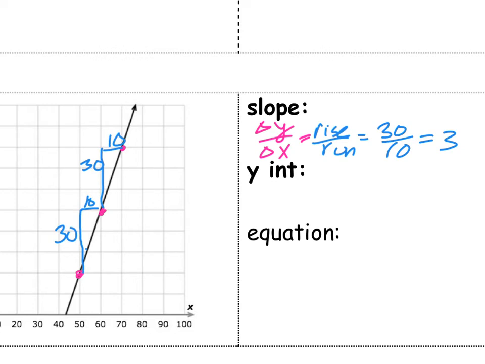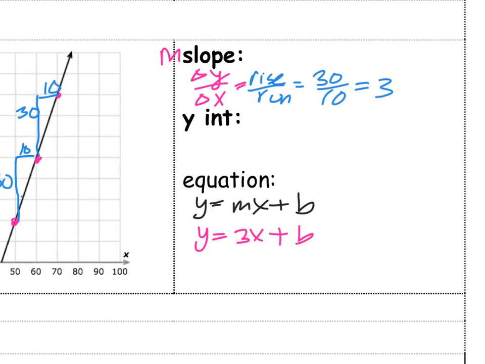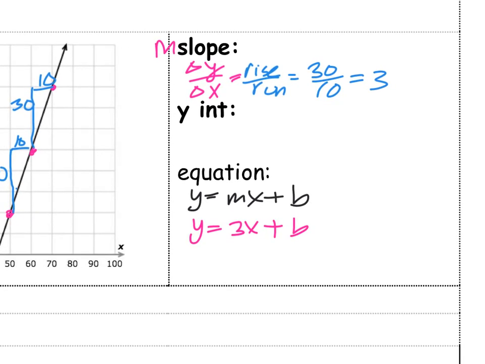So think about our equation of y equals mx plus b. We're going to work backwards a little bit. First let's plug in what we know. We have 3 as our slope, so let's plug that in for our m. y equals 3x plus b. Alright, so now we have an x and y coordinate. What we're going to do is plug in a point.